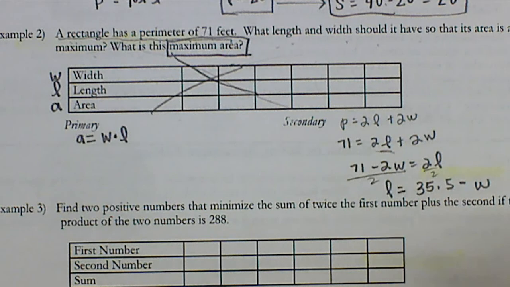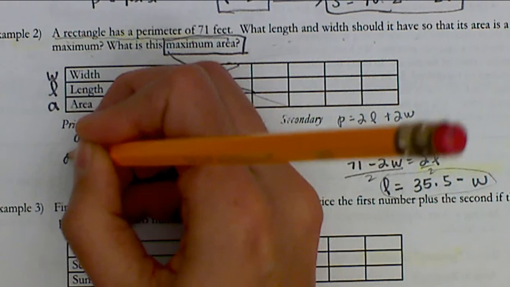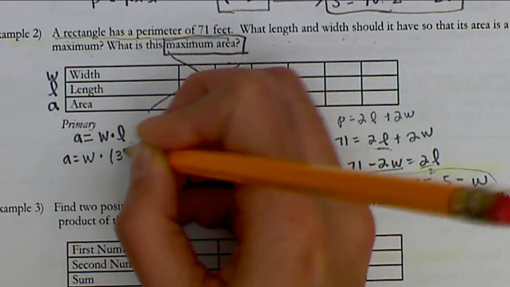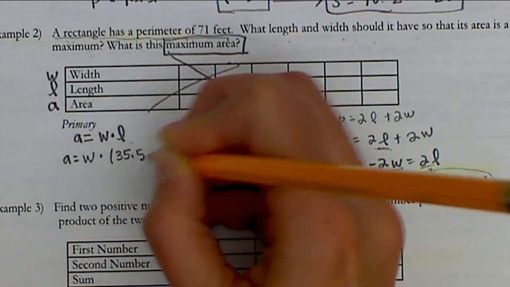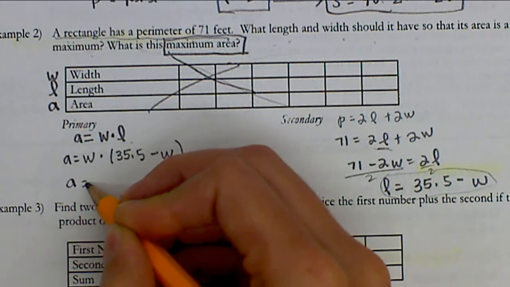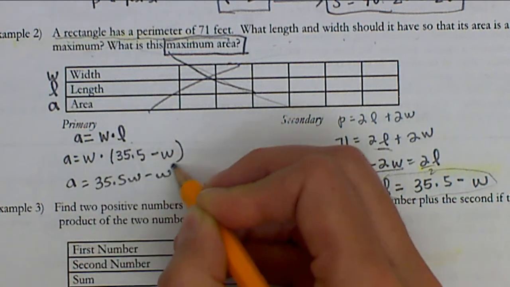So now I'm going to plug this in to finish my system of equations. So the area will equal W times 35.5 minus W. Now I just have one variable. So A equals 35.5W minus W squared.